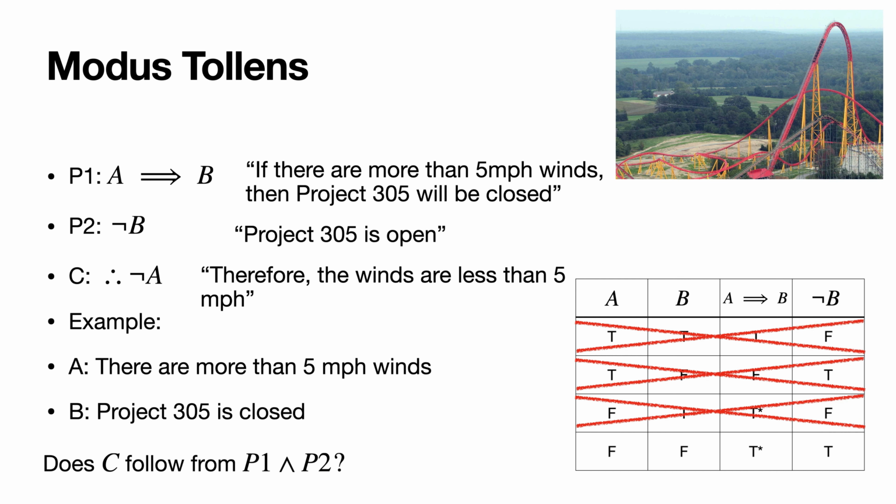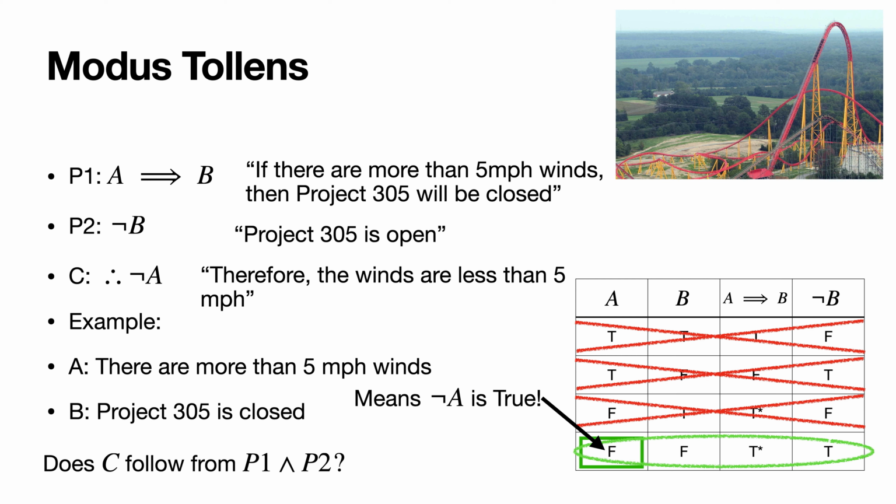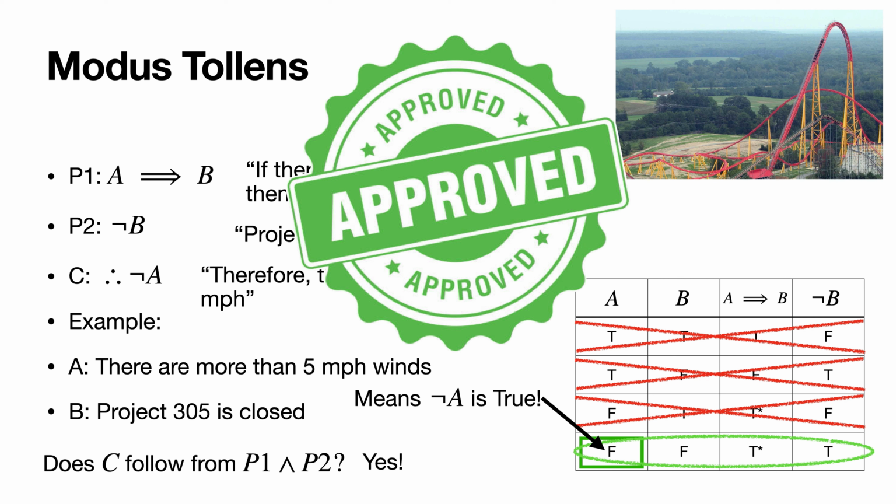And as before, we're left with just one row. And if we look here, A is false, which is what we wanted to show. We wanted to show not A, which is the same thing as saying A is false. And from here, we can say that because A is false, not A is true, and we can conclude that our conclusion does indeed follow from premise 1 and 2. And as a result, Modus Tollens is also a valid form of argumentation.